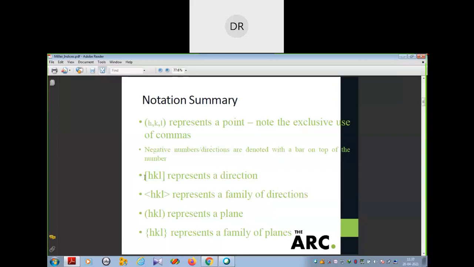Now, depending on the bracket used, it represents different things: one type of bracket will represent a direction, another will represent a family of directions, and simply written like this it will represent a plane. You have to remember according to the symbols. If the symbols look like this, what does it mean? Then curly brackets will represent a family of planes.